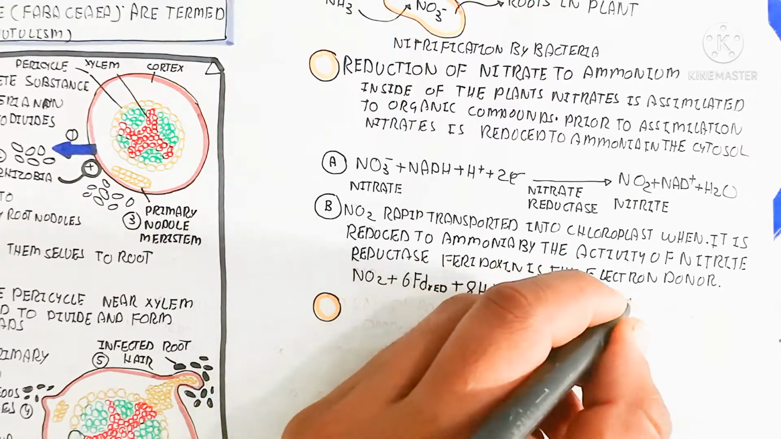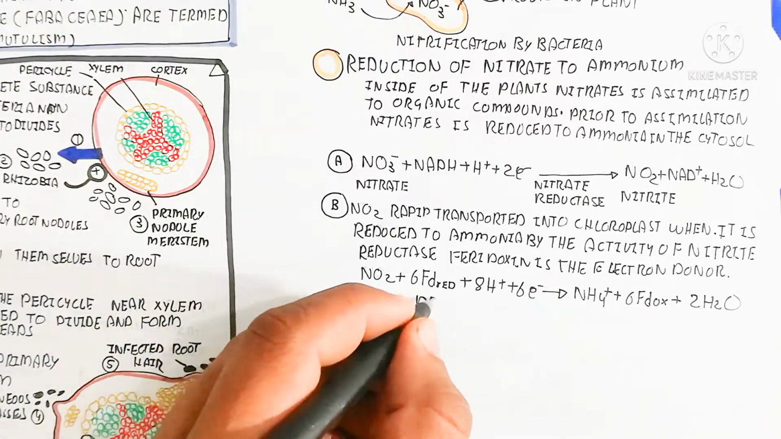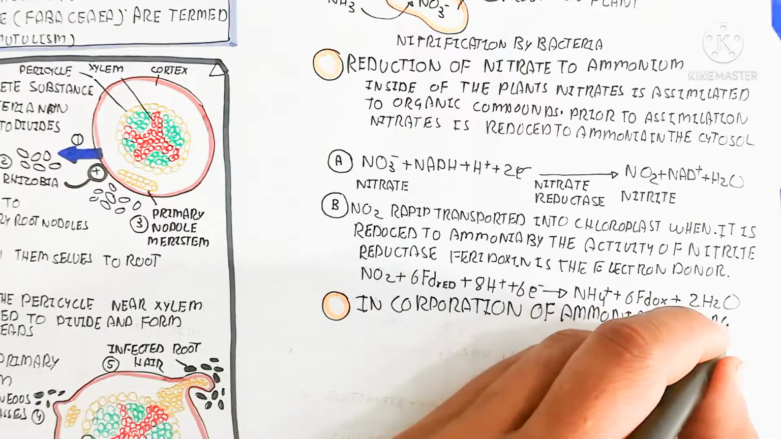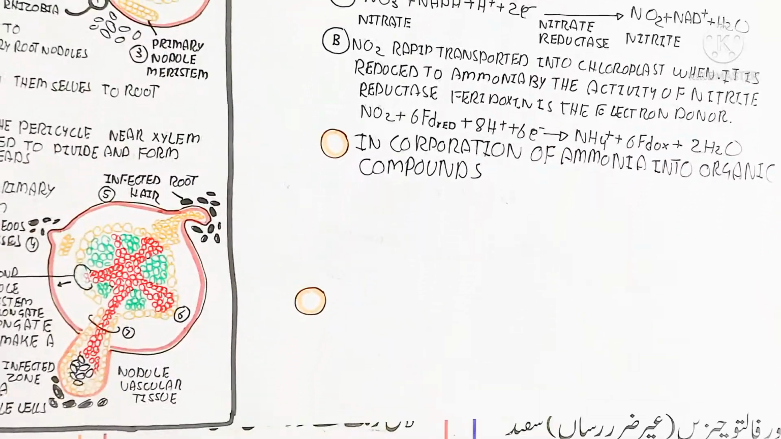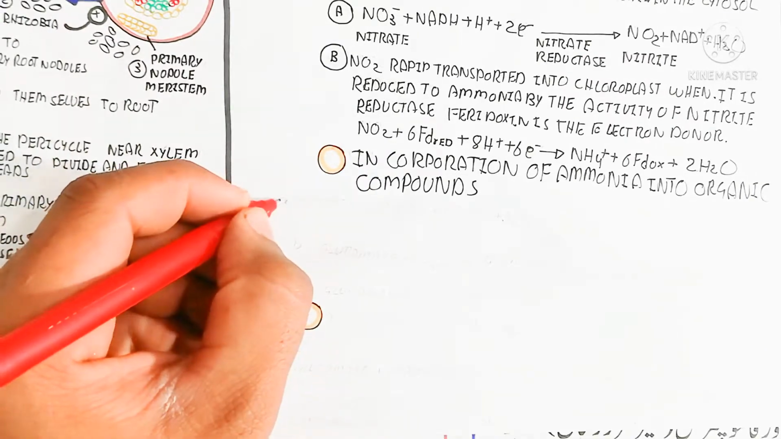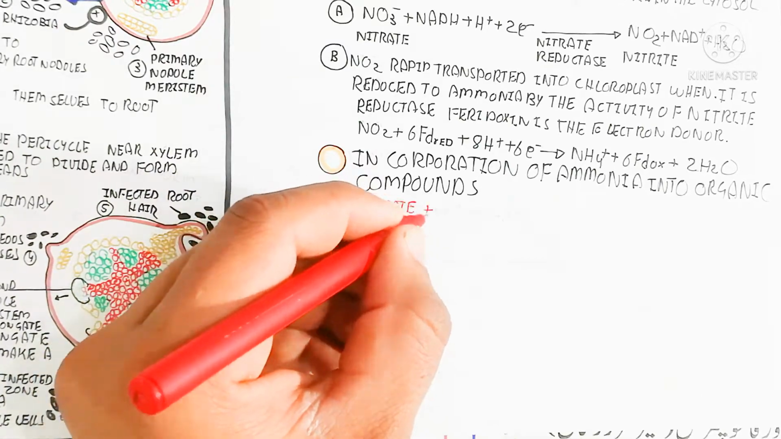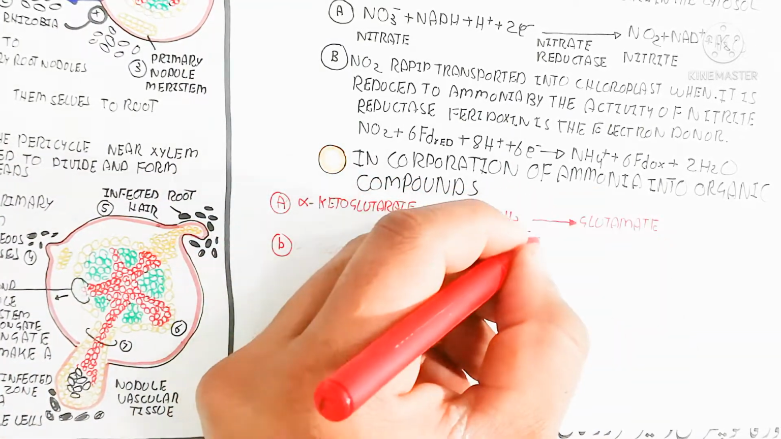is the electron donor. So the ferredoxin will donate the electron. Here you can see the nitrite will be reduced by ferredoxin nitrite reductase, reducing to oxidized, and in this way oxidized to produce the ammonium ion, and this ammonium will be the incorporation of ammonia into organic compounds.